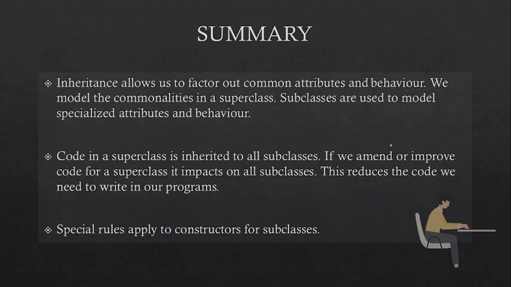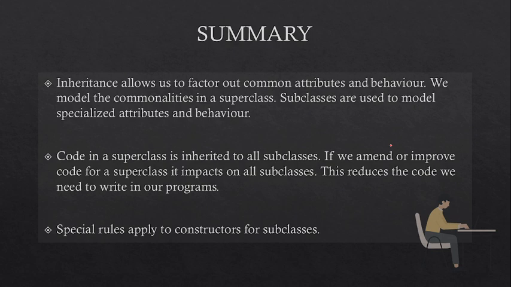Okay, so in summary, the inheritance allows us to factor out common attributes and behaviors. Inheritance, we determine the common attributes and behaviors of your classes. So we model these commonalities using a superclass, and then these subclasses are used to model specialized attributes and behaviors. So sa superclass, common behaviors, common attributes, and then subclass is specialized attributes. Okay, so code in a superclass is inherited to all subclasses. So all of the properties of superclass is inherited by its subclasses.